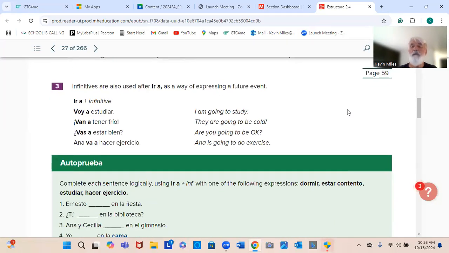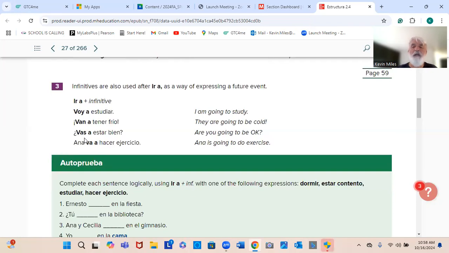I'm going to study. Yo voy a estudiar. Notice that we're using it with a verb. We have to always follow ir with a, as we learned. And now our verb, just use the infinitive. I'm going to study. If I were going to eat, comer, I would say yo voy a comer. Okay. Let's look at this one. Estar bien.